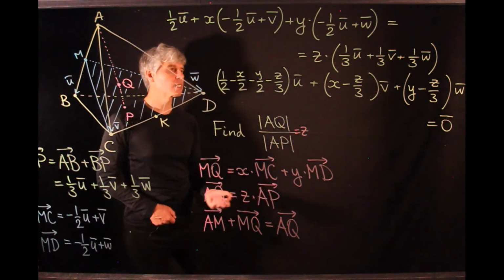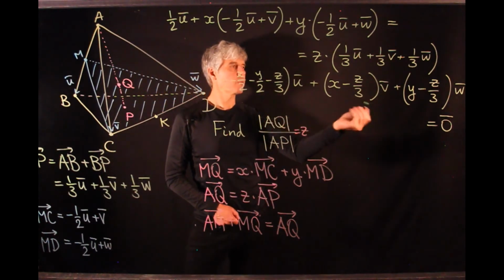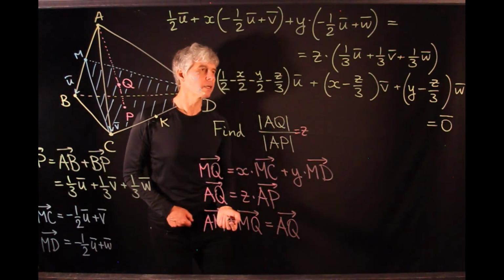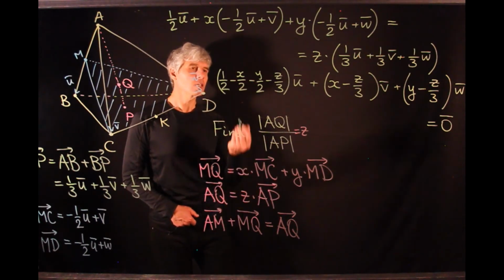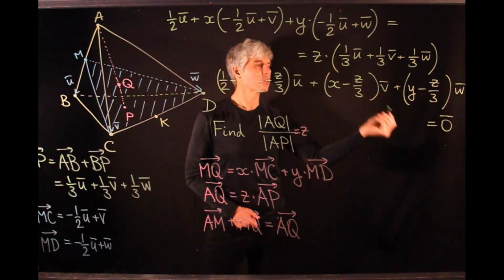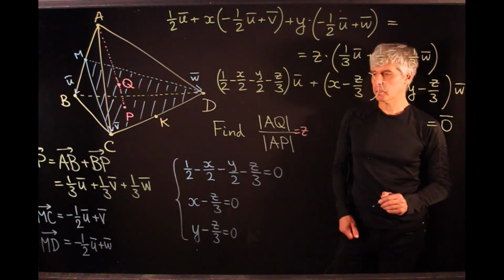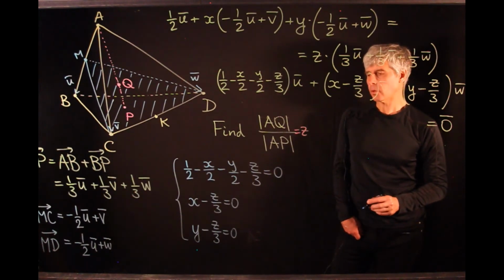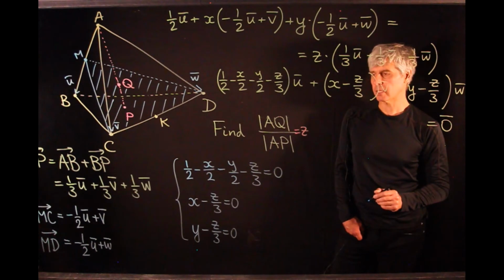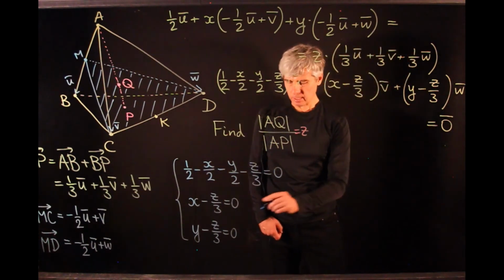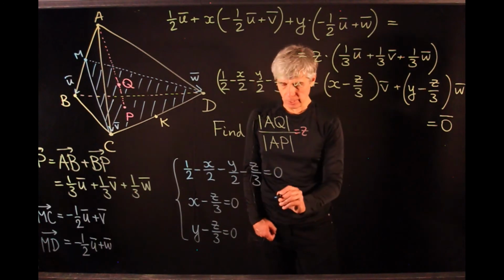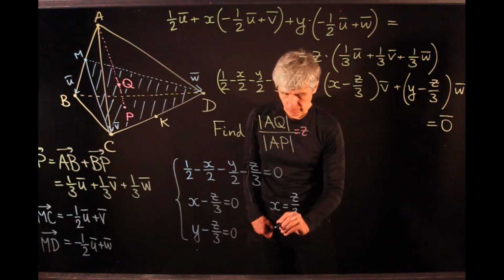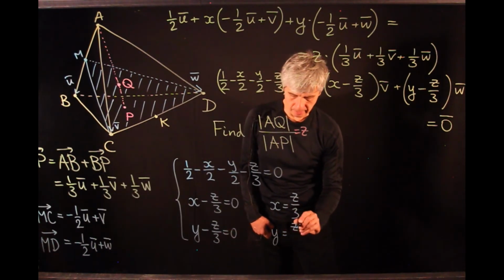Now we apply our principle. So we have a linear combination of basis vectors, which is equal to the 0 vector. From what we said earlier, this means that we can equate each coefficient of this linear combination to 0. So we get the following system of linear equations. Since this is such a simple system, I'm not going to bother with matrices and Gaussian elimination. Here we can easily analyze it, and from the second equation we see that X is equal to Z over 3, and from the last equation we see that Y is equal to Z over 3.